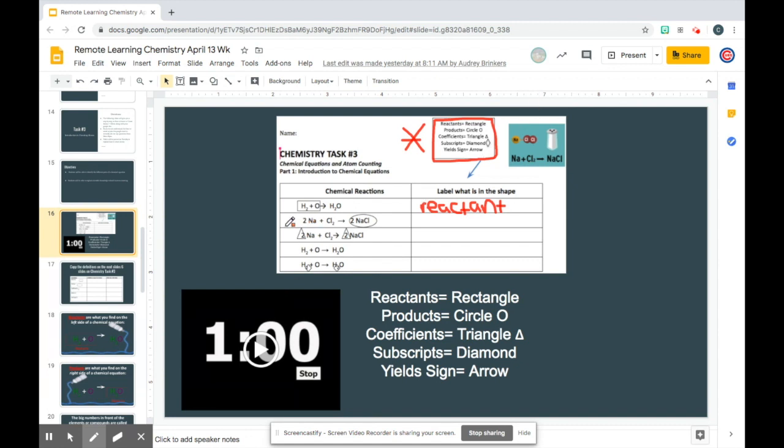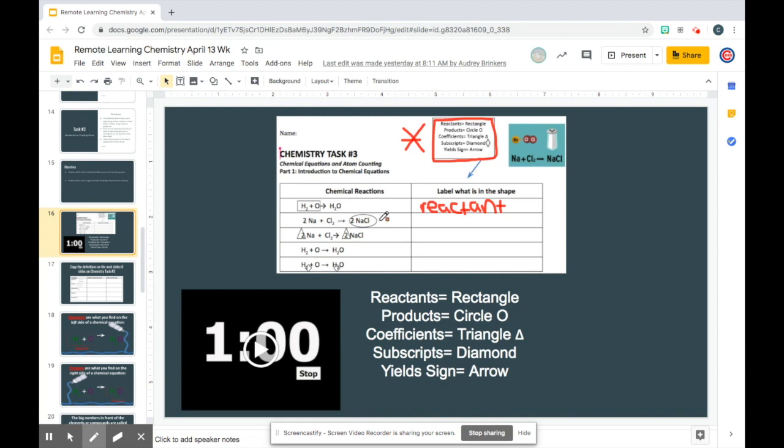For this next one, we have 2 sodiums and chlorine, and both reacting together make sodium chloride. If you look at this little picture right here, you'll see that sodium chloride actually makes table salt. So literally what you eat every single day comes from a reaction between sodium and chlorine. And that's what makes sodium chloride, or in other words, table salt.